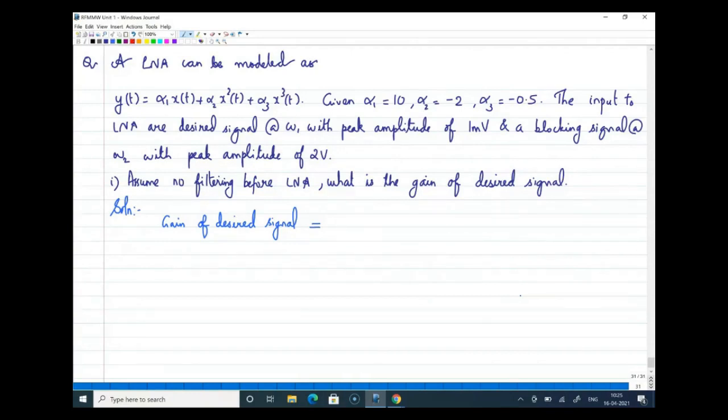For better clarity, let me consider the front end of a receiver: the antenna, and this is the LNA, the LNA being nonlinear. Now at the input there are two signals, one at omega 1 and another one at omega 2. This is 1 millivolt and this is 2 volt. This is A2 and this is A1. Now tell me, what is the gain of the desired signal? Sir, I'm not sure. All right, no problem.